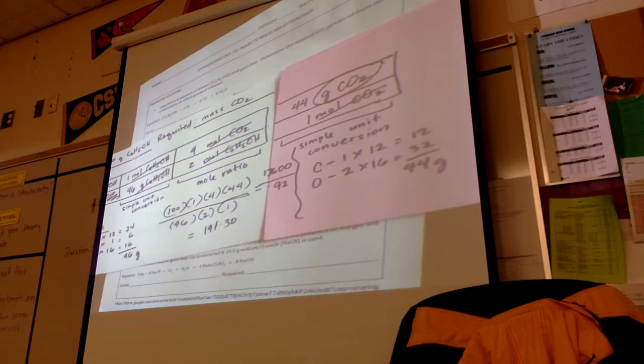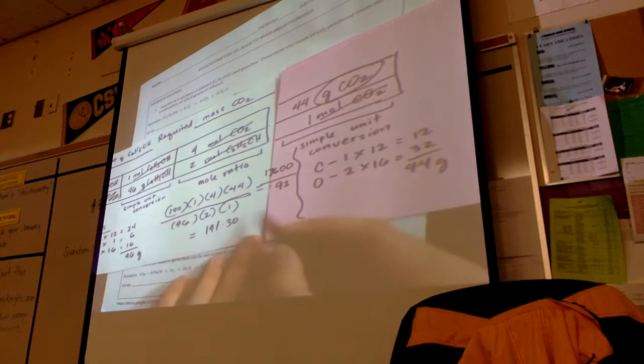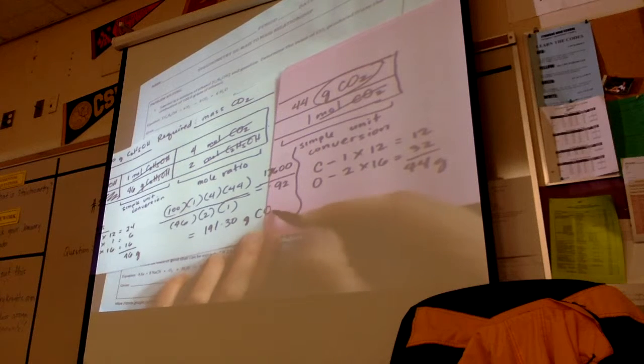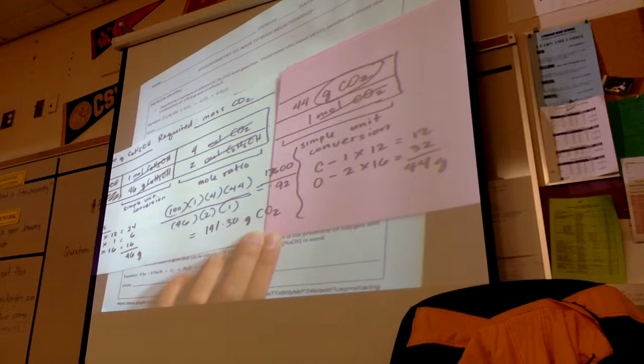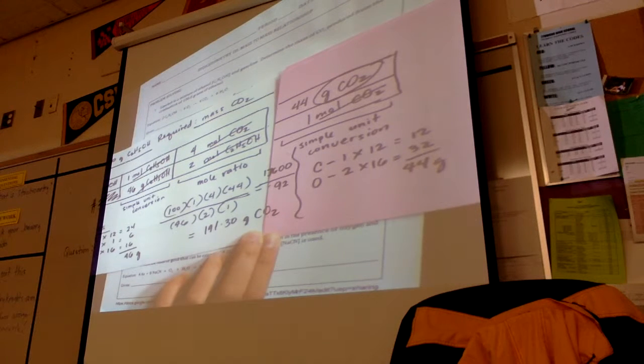Alright, now we have grams of CO2. Okay? And again, let me make this clear. You have like 7 boxes, right? That's not too many.